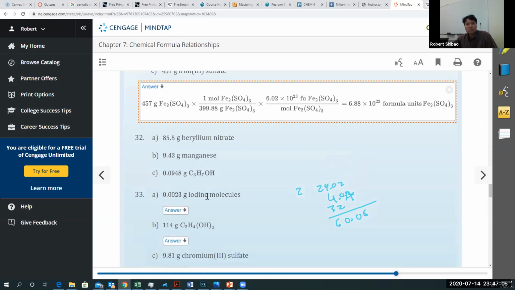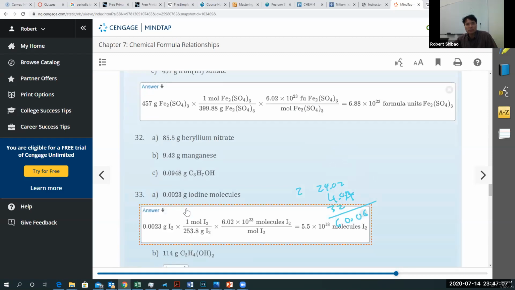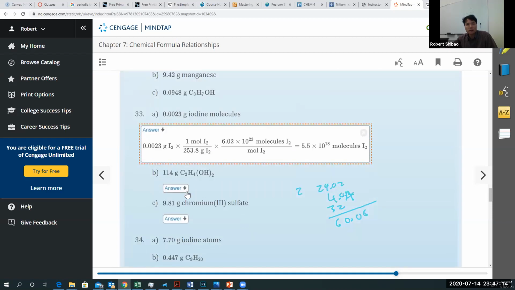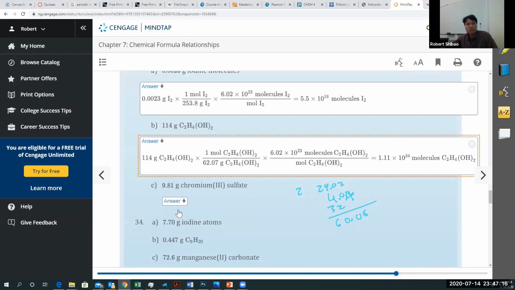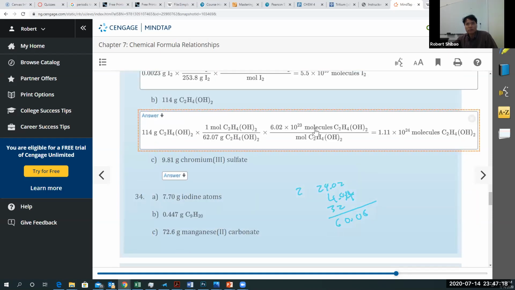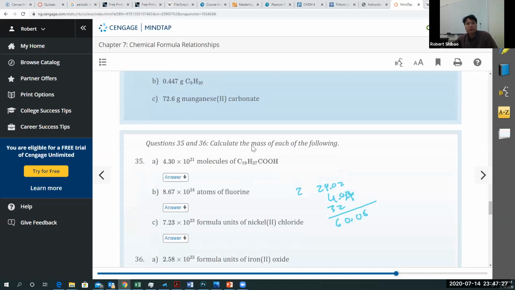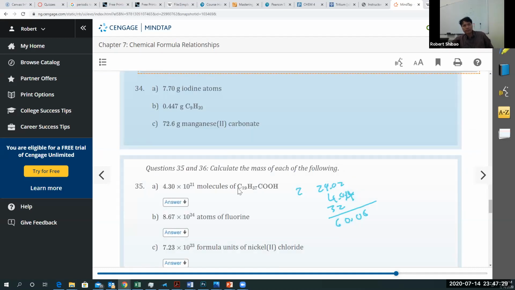That's it. This is molecules. So we'd do gram to moles and then moles to molecules using Avogadro's number here. This would also be molecules here. So this would be grams to moles and then moles to molecules here. This one would be formula units because it's an ionic compound. So grams to moles, moles to formula units here. Let's skip these, they're very similar.